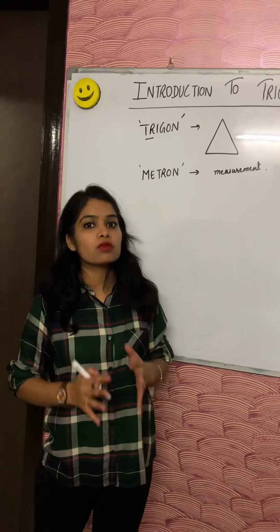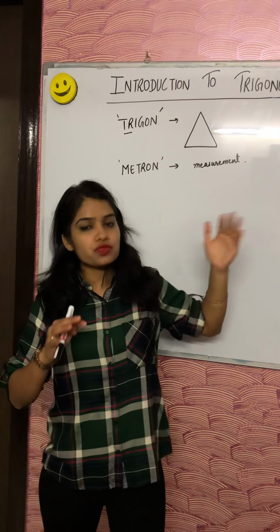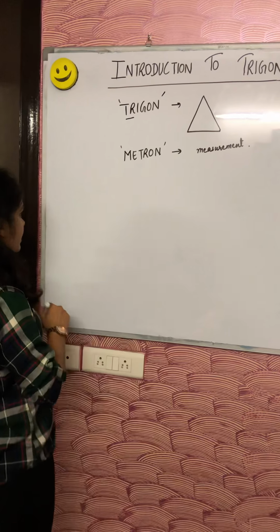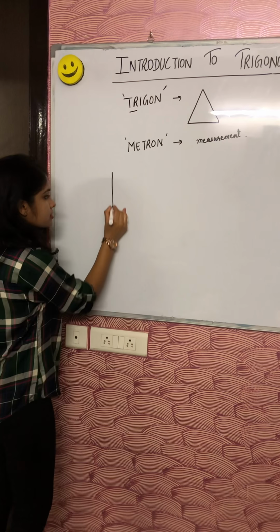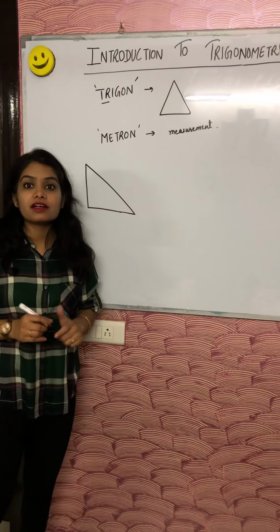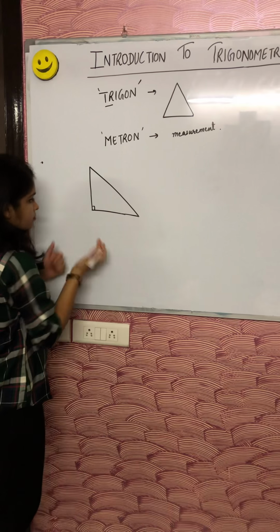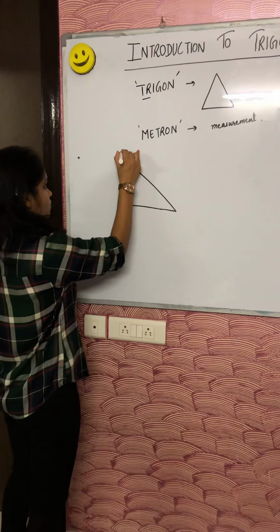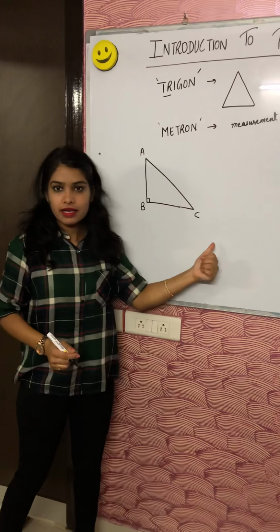This branch deals with all three sides and all three angles of a triangle. One important thing in trigonometry is that we will always consider a right angle triangle. Here I have made a right angle triangle for you, and this is the sign for 90 degrees. Here we have three sides, AB, BC and AC.